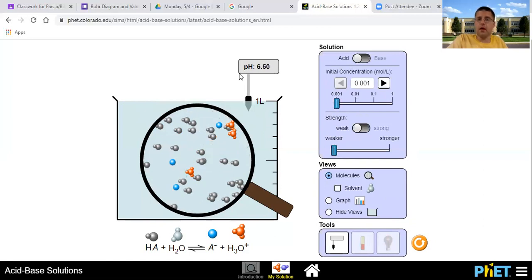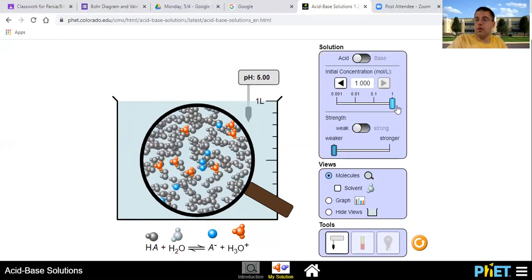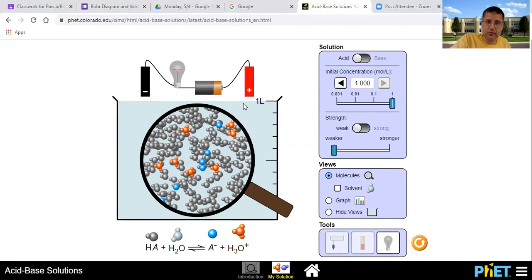So let's go back here. Our initial pH is 6.5. If we increase it, it doesn't dissociate much. Our pH only dropped to about 5. So we went from 0.001 molar to 1 molar, weak acid, the weakest you could have, and you only drop by about 1.5 in pH. Look what happens, not much dissociation. And again, put the conductivity tester in there. You've got some light because you have ions in there, but not too much.